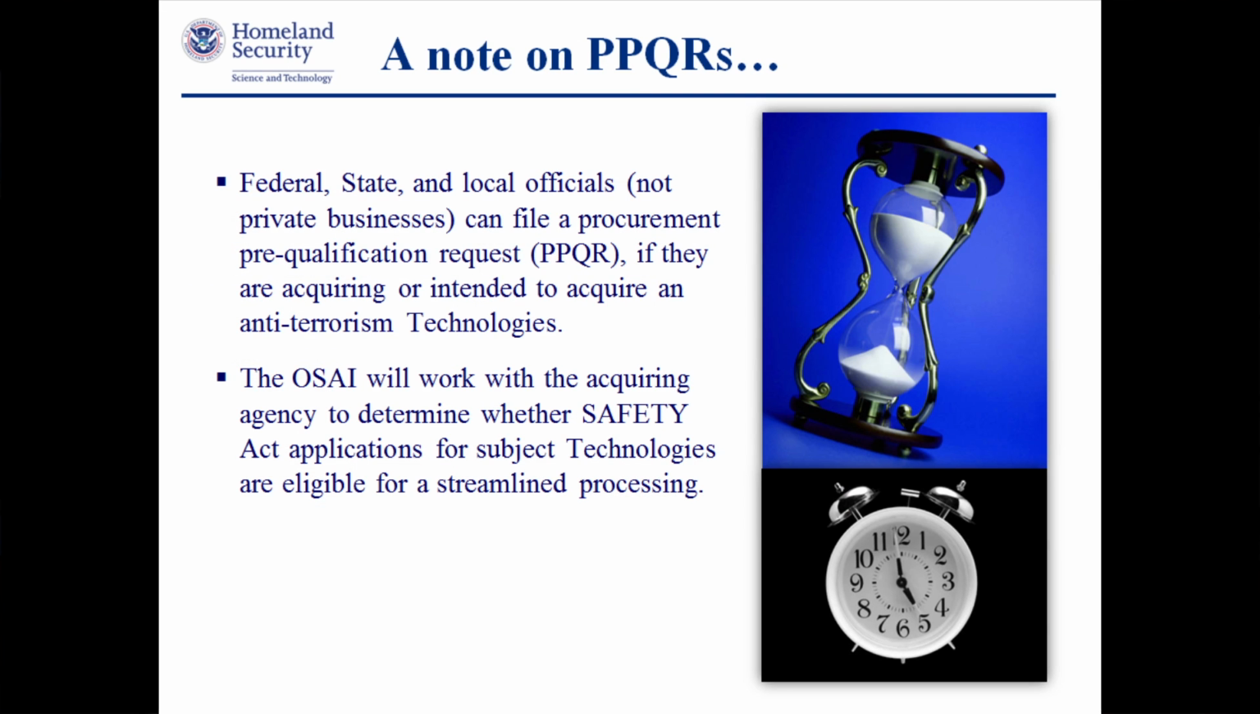Finally, just one last note. PQDNs begin with Procurement Pre-Qualification Requests, PPQRs. A PPQR is filed by a government agency rather than a company. So if you are a federal, state, or local official who will be acquiring a specific anti-terrorism technology, particularly from multiple vendors, please contact OSAI. OSAI will work with you to determine whether the technology which is the subject of your acquisition would be eligible for a PQDN and on the submission of a PPQR.